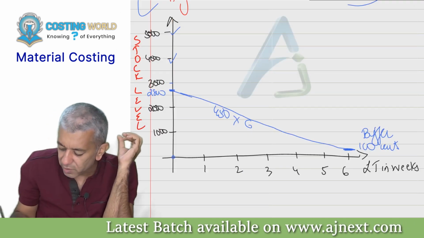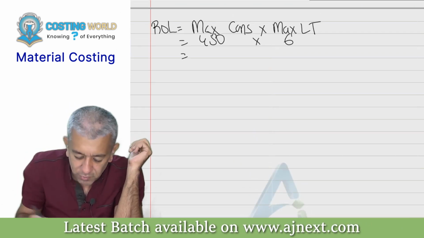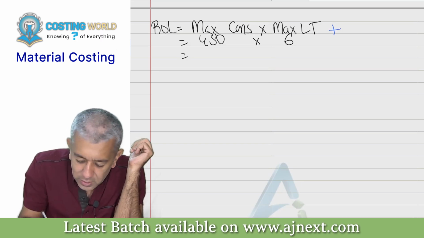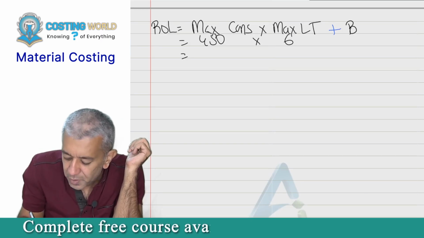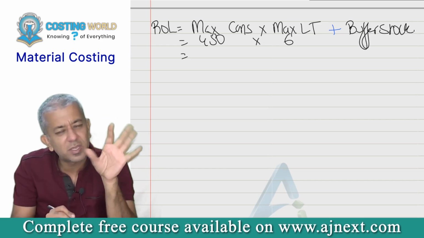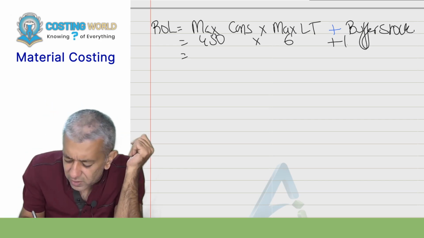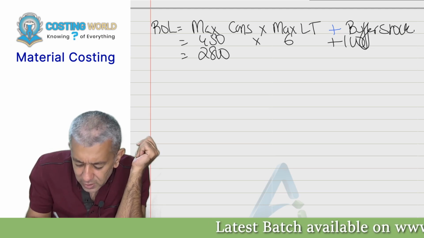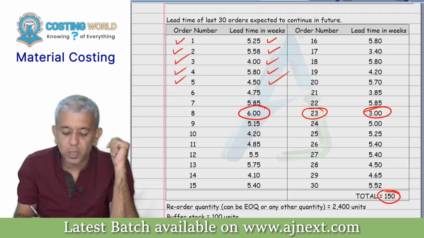Okay, so in this particular case, 100 units is a buffer stock that I want. So that I simply add to the formula. Therefore ROL is maximum consumption times maximum lead time plus buffer stock, if given to you in the problem. If it is not given, then we assume it to be zero. Okay, if it is given, then you all add it. So therefore the answer is 2800 in the question that you all are doing.